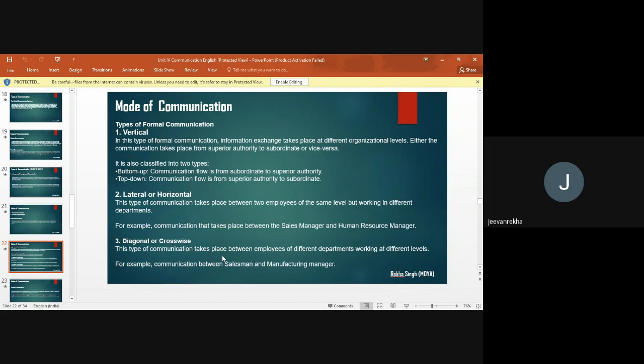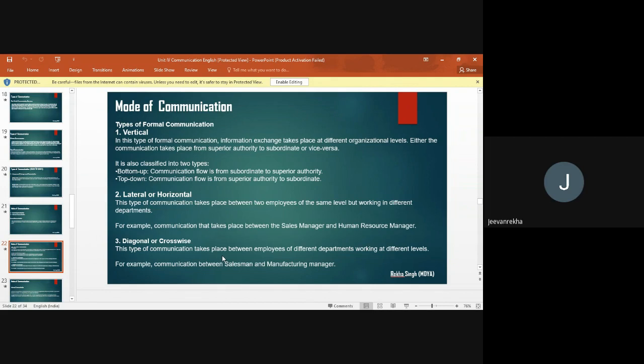Formal communication, one, vertical. In this type of formal communication, information exchange takes place at different organization levels. Vertical means different organization levels. You have to exchange your information, either from superior authority to subordinate or vice versa. Superior authority means higher to lower. In vertical communication, higher to lower. Understand in one word: vertical is higher to lower. Understood?